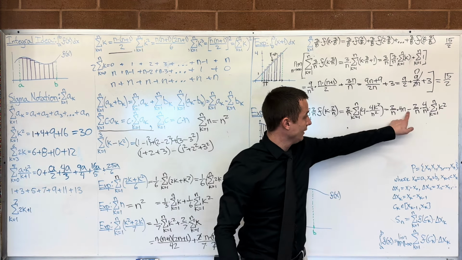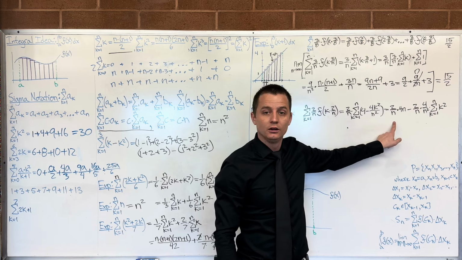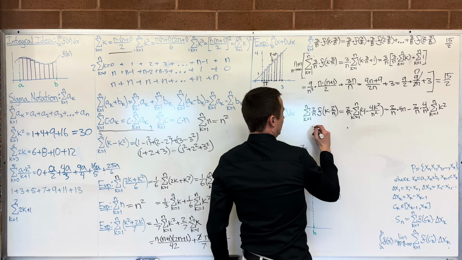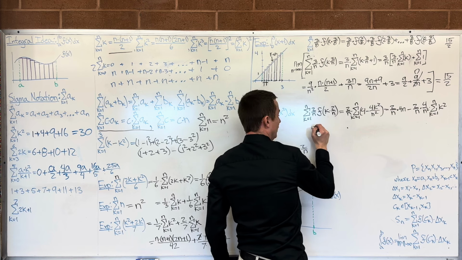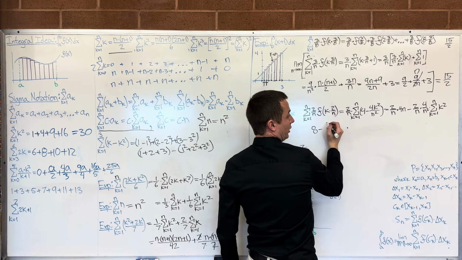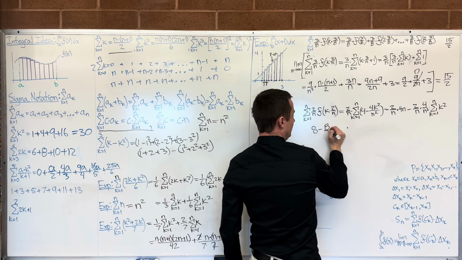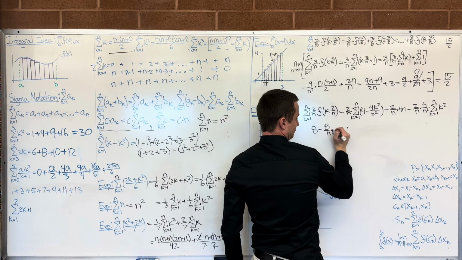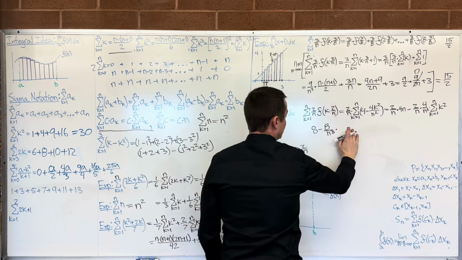Now you'll notice that n's go out top and bottom. And so we're left with 8. 8, thank you. Minus over here, 2 times 4 is 8. 8 over n cubed times this sum.